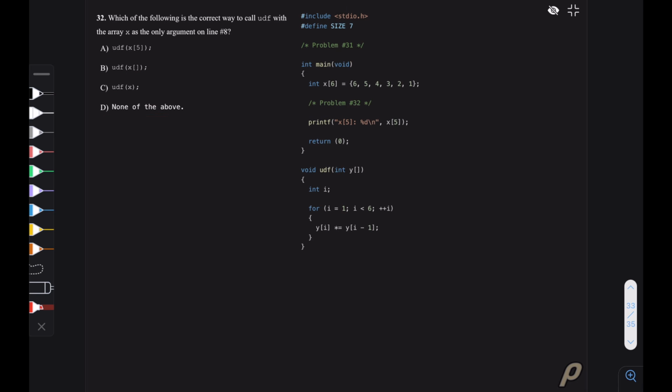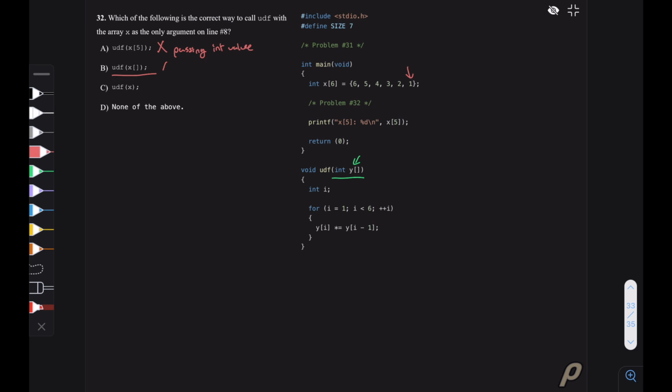All right, number 32. Which of the following is the correct way to call the UDF with the array X as the only argument on line 8? So for problem 32, how do we actually call this function? If you see here, we're passing in an array, so we need to make sure we pass in a memory address, not an integer value. Right away, that means this one is wrong, as this is passing an integer value, because when we do x of 5, we're dereferencing it, and we're getting the value at index 5. So we'd be passing in this last value here, 1, not the address, so that's wrong.